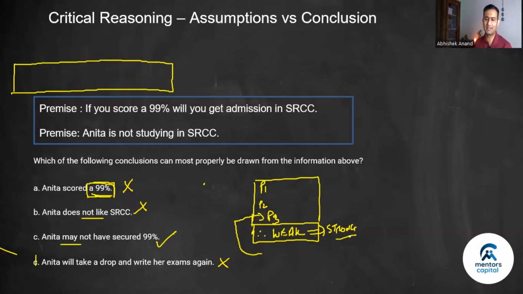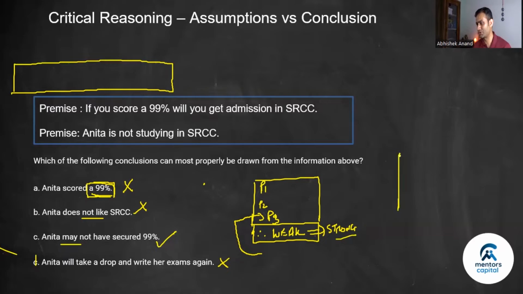Is this a strong argument? It's a weak argument. Why? Because I made two assumptions. What are these two assumptions? Assumption number one, Anita is my student. Assumption number two, Anita is wearing a Ray-Ban sunglass. So in an assumption question, you pre-think.